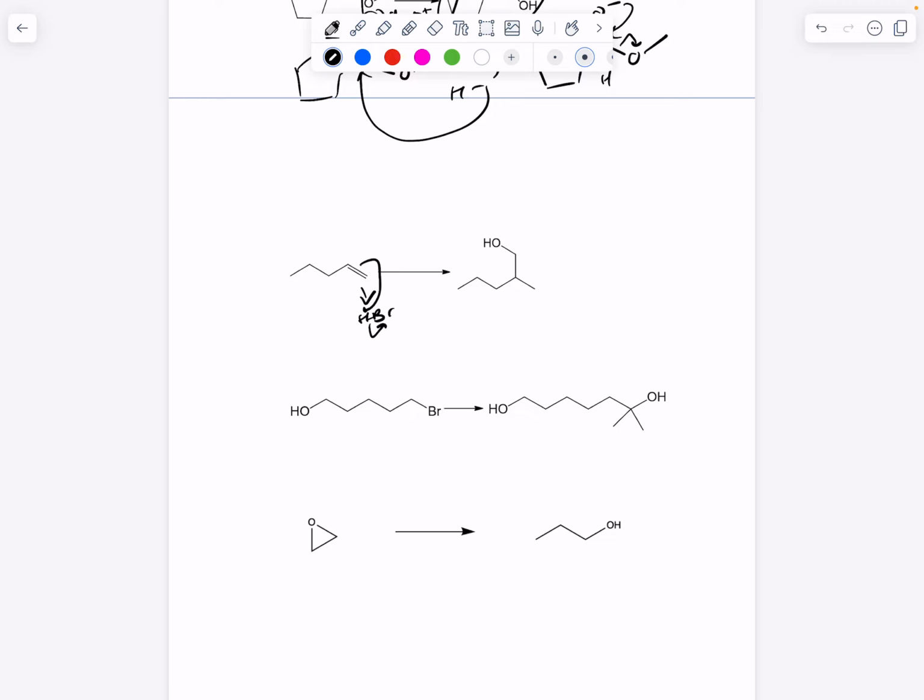So this is again a reaction that we learned in chapter 8, where we would get an H on one side, and then the other side will form a carbocation, and then the Br minus will come and attack, and you get a bromine right there. So that's our first step.